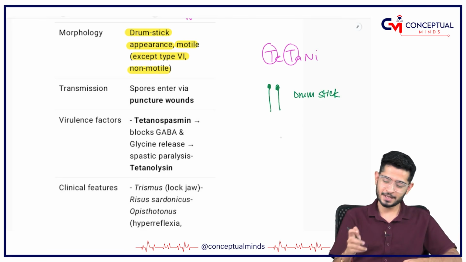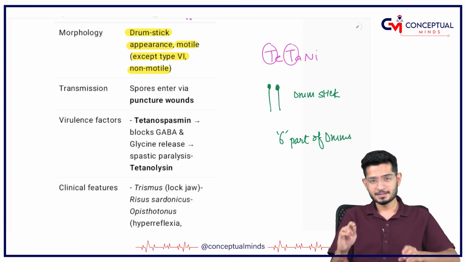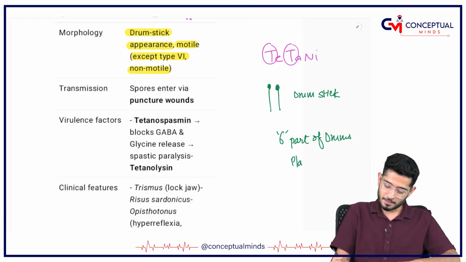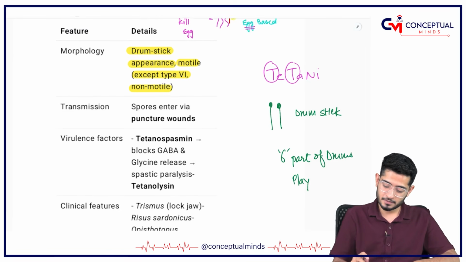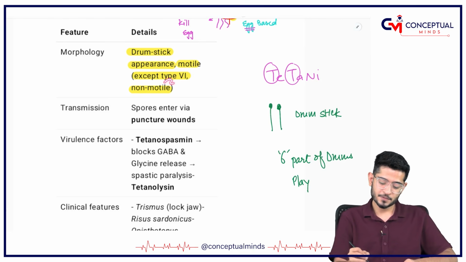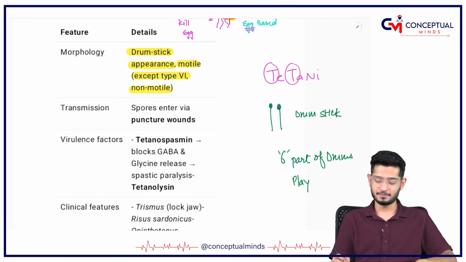So if you want to play that drum, especially the 6th part of the drums, you have to sit there still and then play. So remember, Clostridium tetani, first of all, it shows drumstick appearance and every Clostridium is motile, but type 6, that is going to be non-motile, my dear friends, that is going to be non-motile.